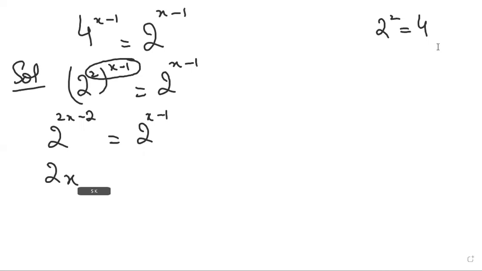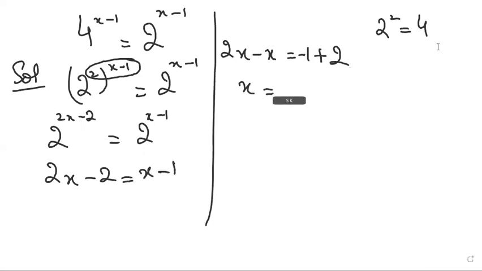Comparing like terms, it will be 2x minus x equals negative 1 plus 2. So 2x minus x is x, and negative 1 plus 2 gives 1. So x equals 1. This is how we solve algebraic equations or simplify algebraic expressions given in exponential form.